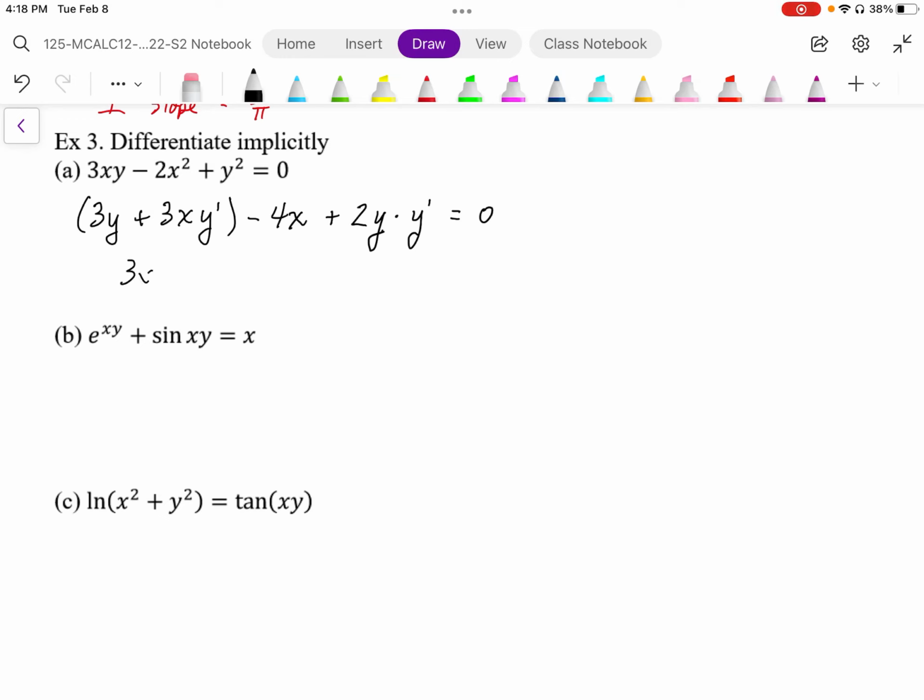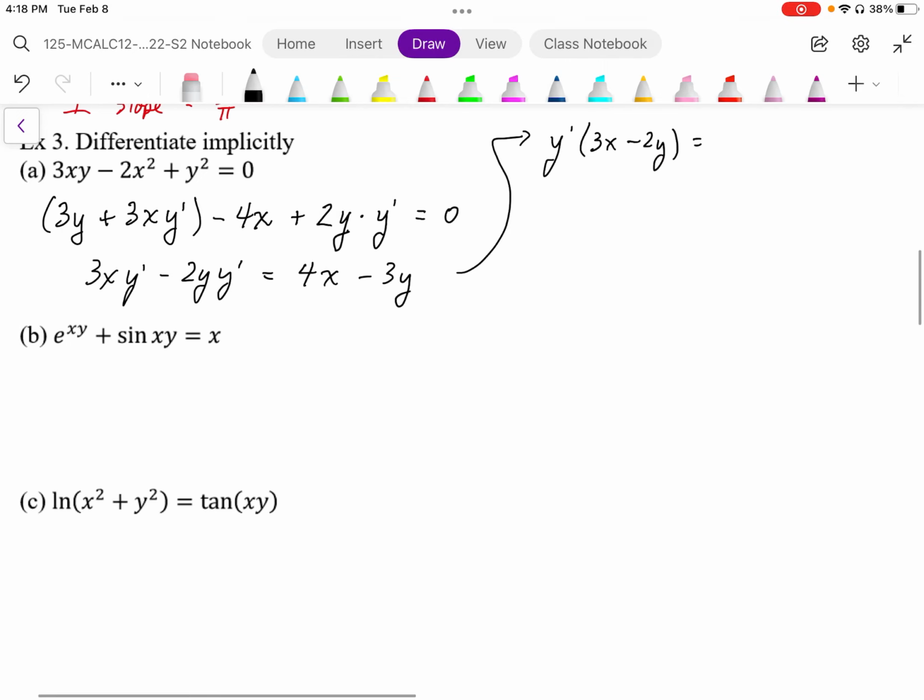So I'm going to group together my y prime terms. So there's my y prime, and I get 2y y prime, and then on the side of the equation, I'm going to put the 4x, and I'm going to subtract the 3y. Okay, so then factoring out the y prime allows me to isolate the y prime value, so I end up with 3x minus 2y as my factor when I factor out the y prime.